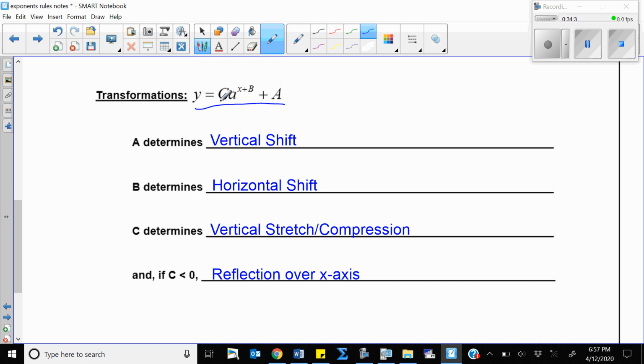So what does each of them do to your function? A determines the vertical shift. That means it moves the graph up or down. Let's say, for example, I have y equal to 2 to the power of x.